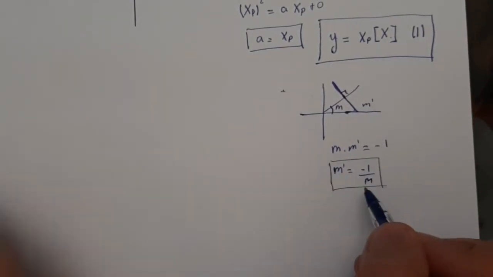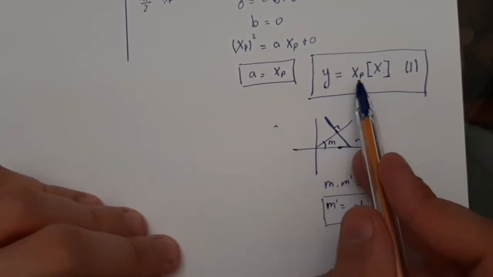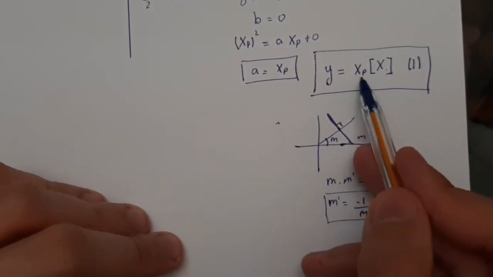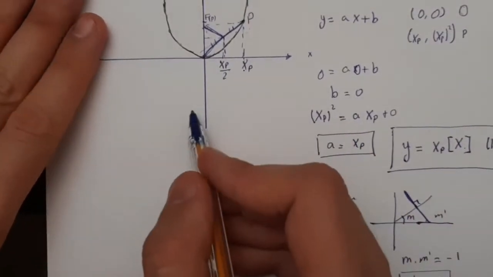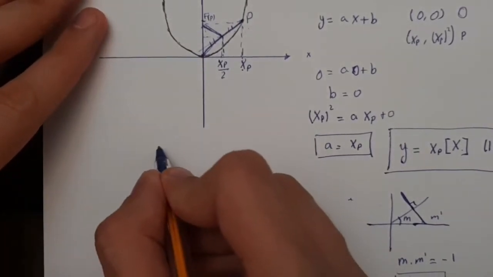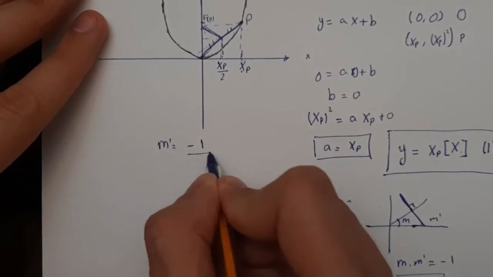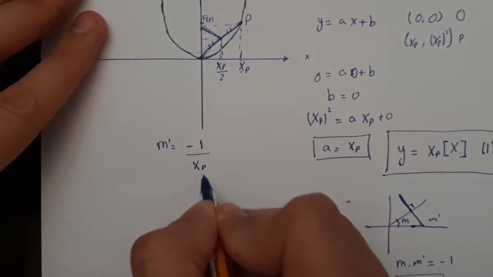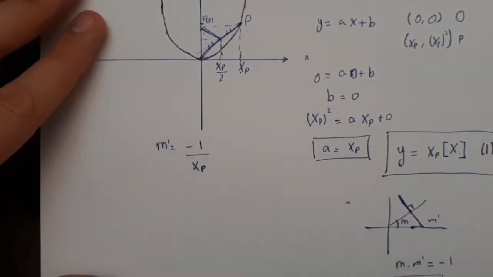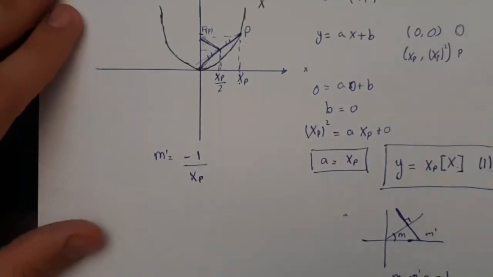Okay, so notice that our line, its linear coefficient is xp. So this linear coefficient will be -1 divided by xp. If you don't know this, go back to an analytic geometry book.